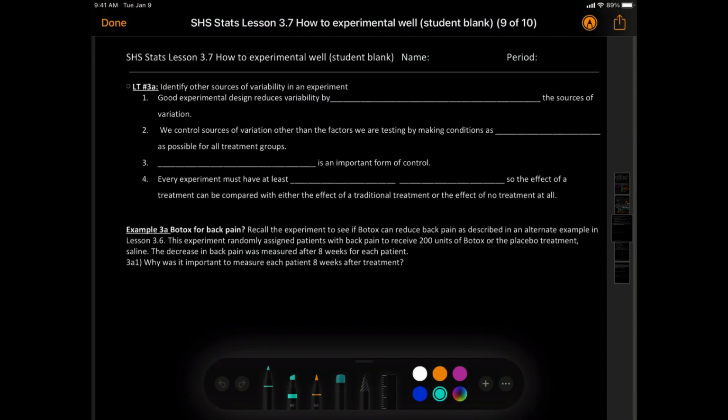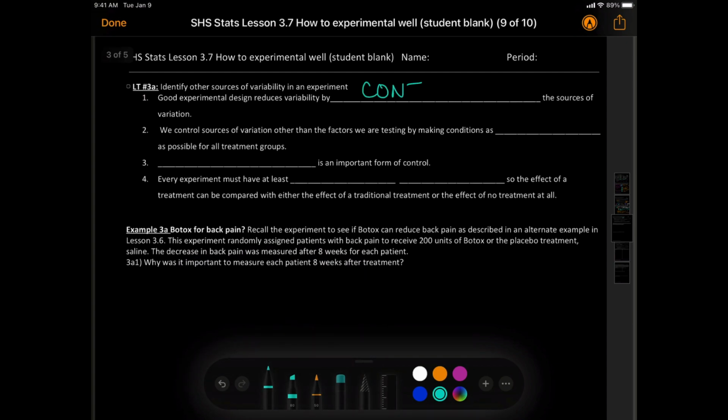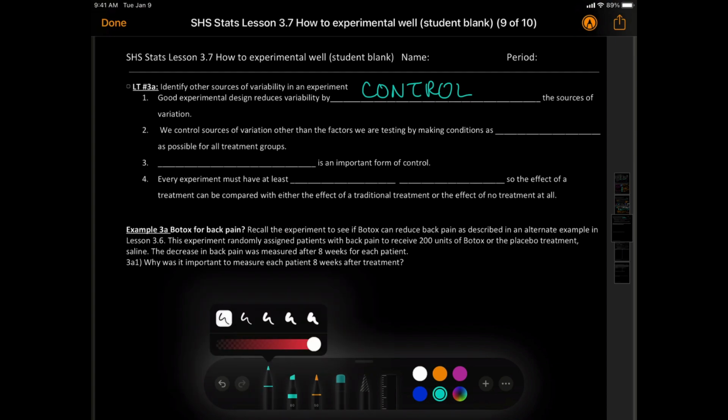Page 3, learning target number 3. Learning target 3A, identify other sources of variability in an experiment. Good experimental design reduces variability by, this is so big, I'm going to hopefully control, or controlling.